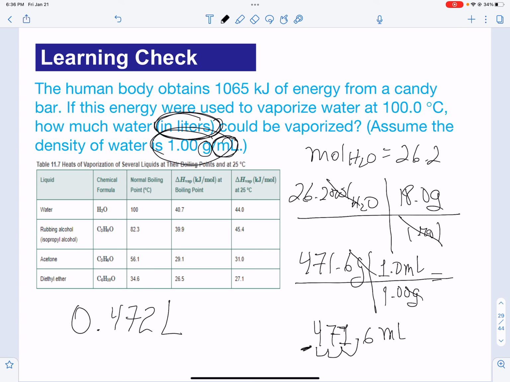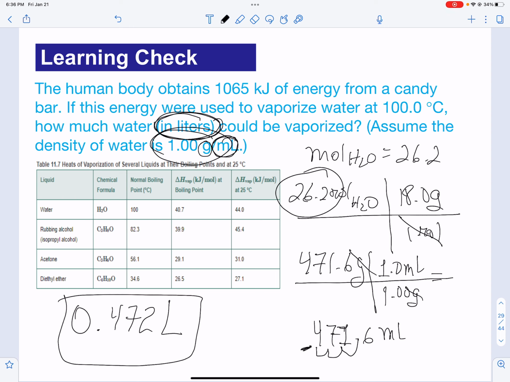And according to the problem, we got three significant figures based on our original data. So that would be the answer to this problem.